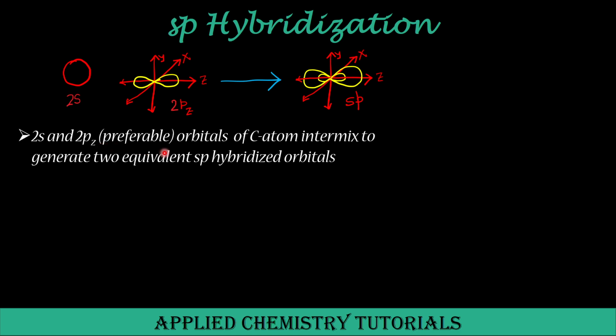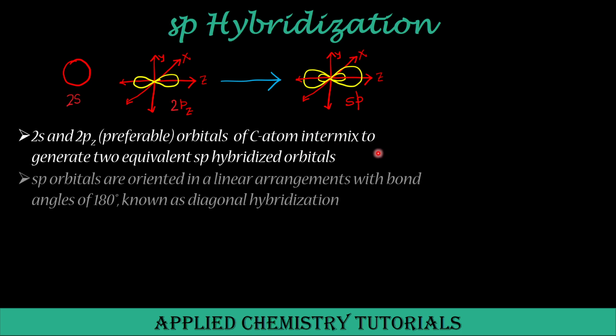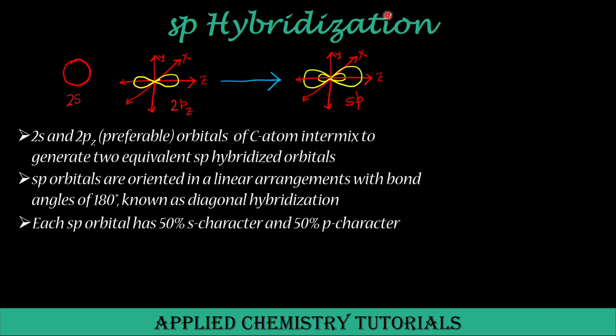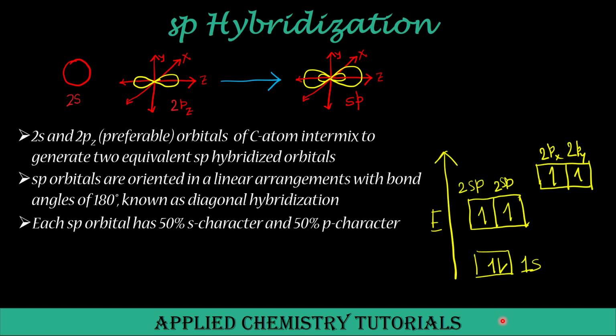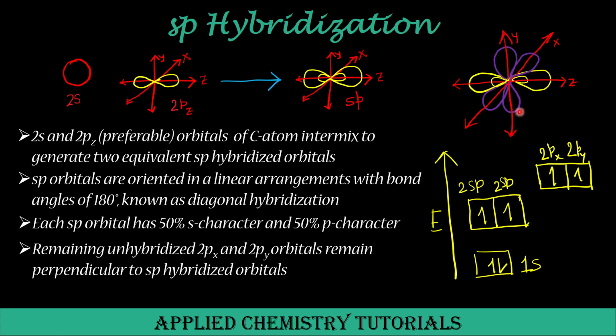So 2s and 2pz orbitals of the carbon atom intermix to generate 2 equivalent sp hybridized orbitals. sp orbitals are oriented in a linear arrangement with bond angles of 180 degrees, which is known as diagonal hybridization. Each sp orbital has 50% s character and 50% p character. Now let's see the energy diagram. 1s and 1p intermixed, and 2p, here px and py, remain unhybridized. So they are now perpendicular to the sp hybridized orbitals, here represented by purple color.